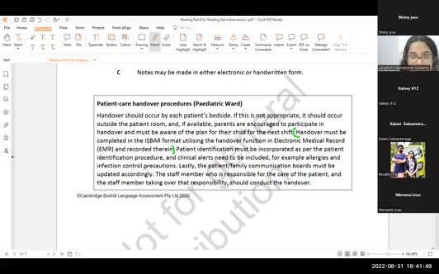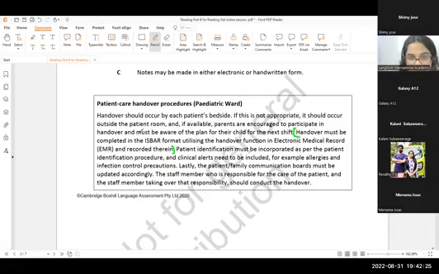Patient identification must be incorporated as per the patient identification procedure, and clinical alerts need to be included, for example, allergies and infection control precautions. So when you file these things, you need to add the identification details of the patient according to the procedure. And if the patient has any allergies or any other infection control precaution, something that can be considered an alert, you need to include that as well.